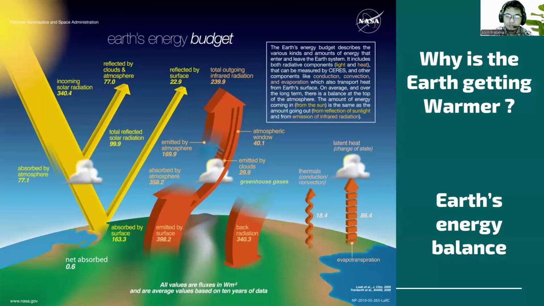A significant portion of the outgoing infrared radiation is absorbed by the greenhouse gases in the atmosphere, such as carbon dioxide, methane, and water vapor. Instead of allowing the energy to escape into space, these gases re-radiate part of it back to the Earth. That's why our Earth becomes warm, and this process is known as the greenhouse effect.